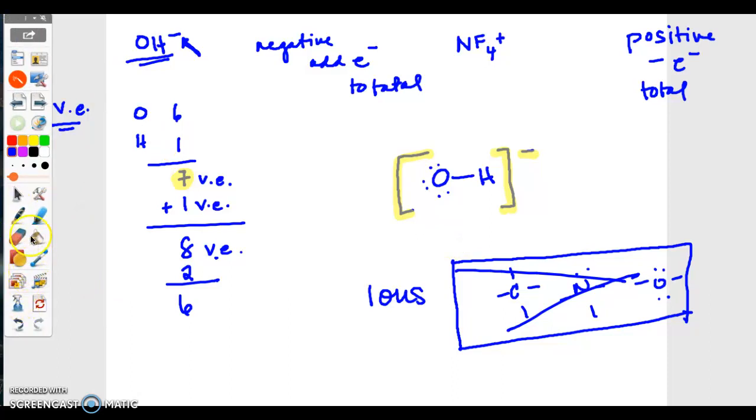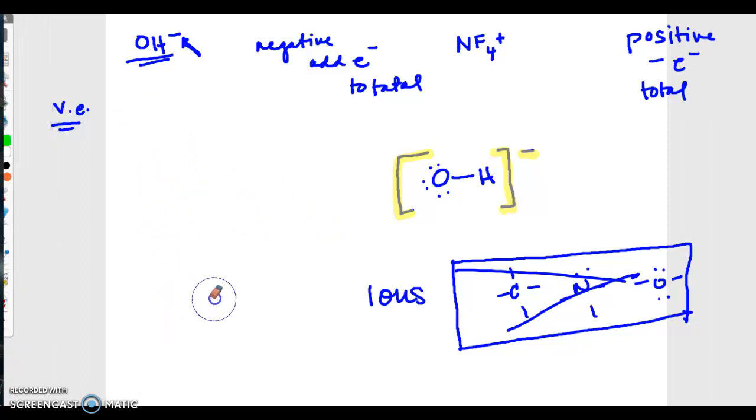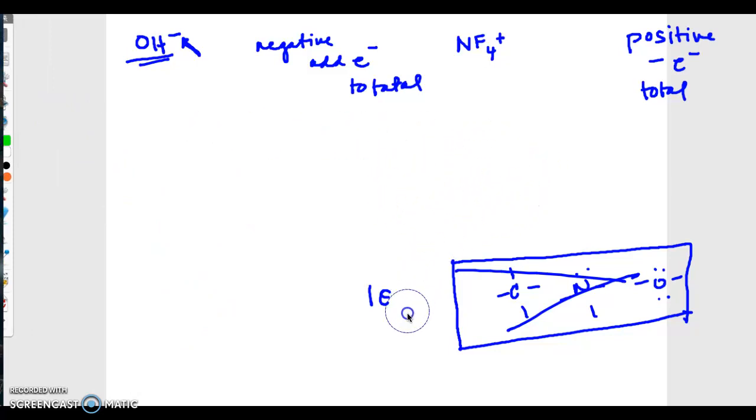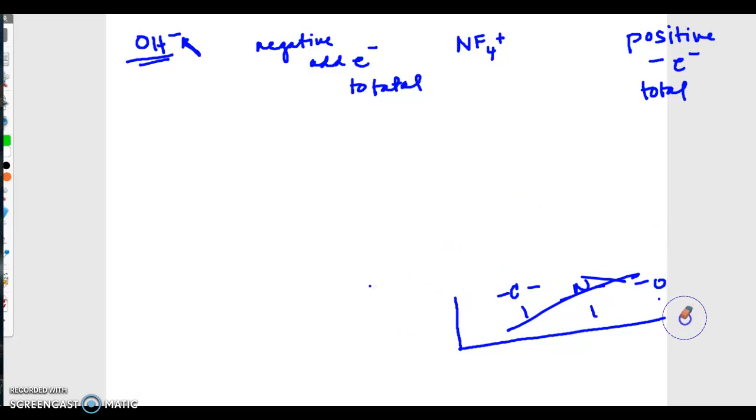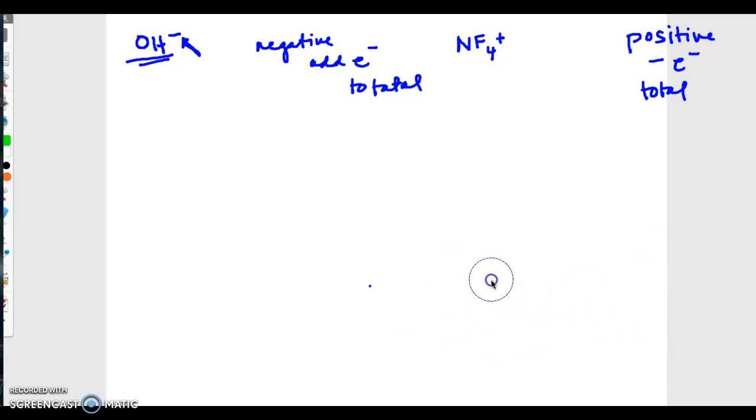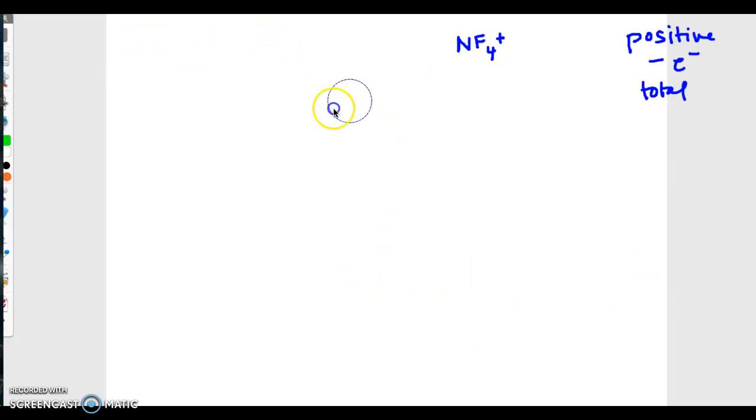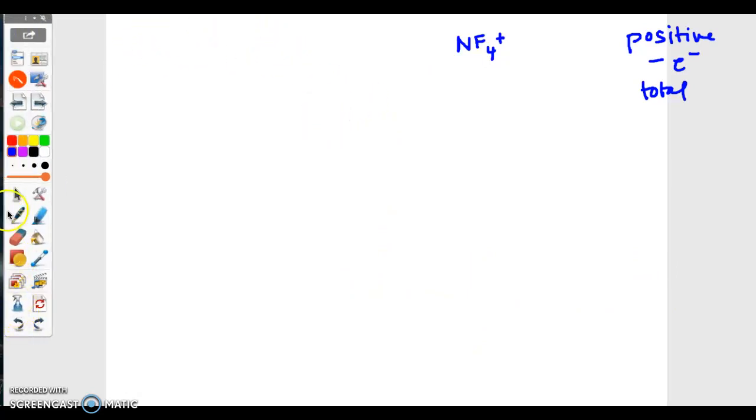Okay, let me erase this. Let me erase what I've written, and I'll clean up, and we'll do an example of an ion that has a positive charge, or a polyatomic cation. Okay. NF4 plus.